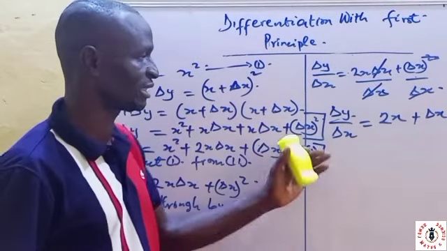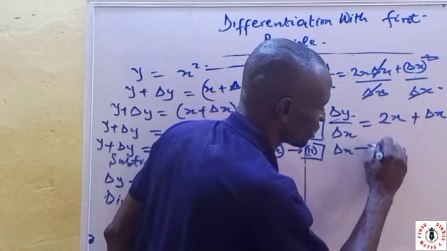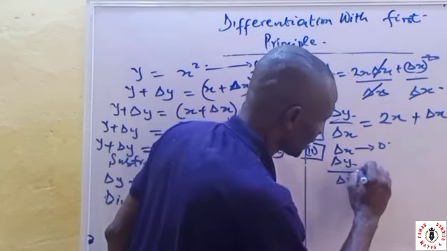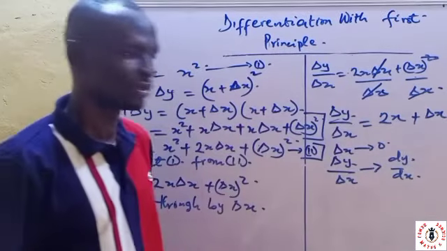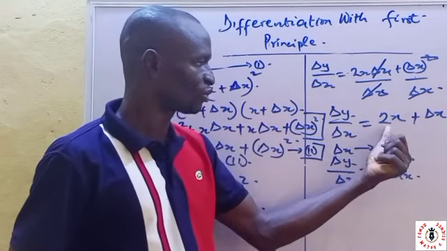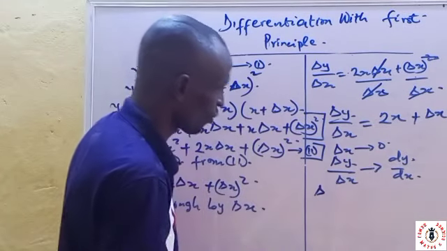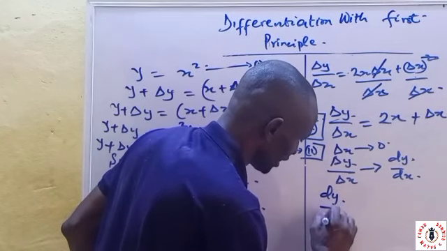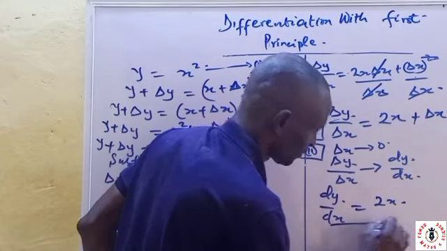Differentiating from first principle at this stage tells us that as my change in x begins to tend towards 0, my change in y over change in x tends also to dy/dx. So that at this point, this is definitely going to become 0. On 2x, there is no change in x. Change in y over change in x automatically becomes dy/dx, which is equals to 2x.